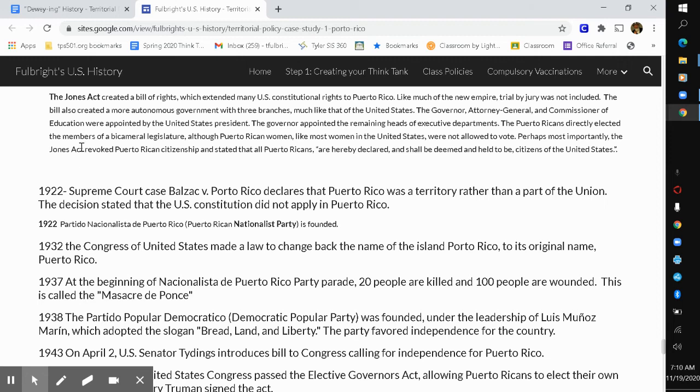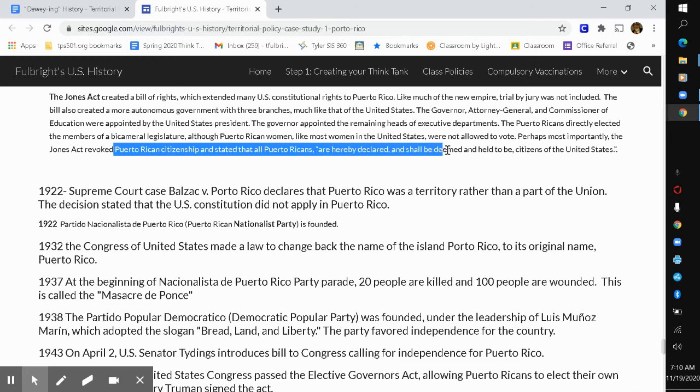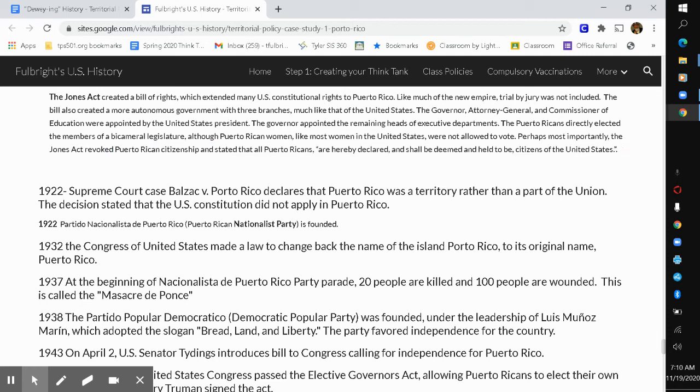The most important thing the Jones Act did was it revoked Puerto Rican citizenship and stated all Puerto Ricans are hereby declared and shall be deemed and held to be citizens of the United States. So at least now, and starting in 1916, Puerto Ricans were citizens, or are citizens, of the United States of America.